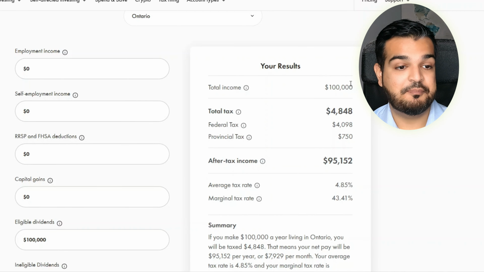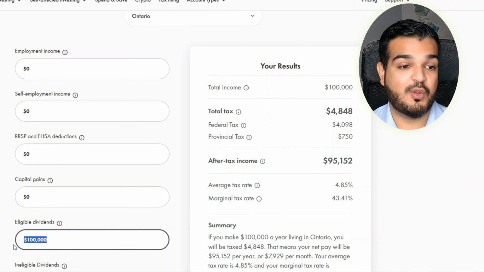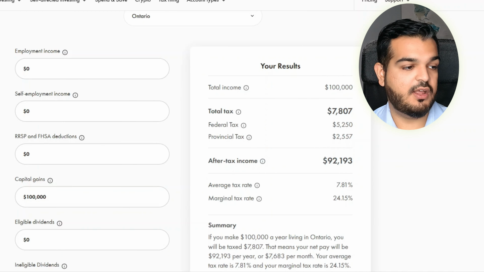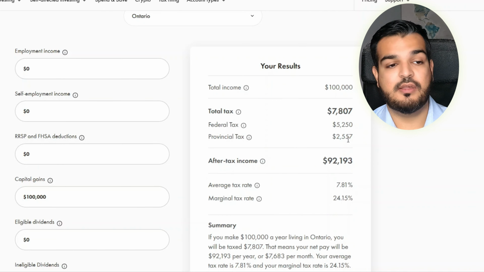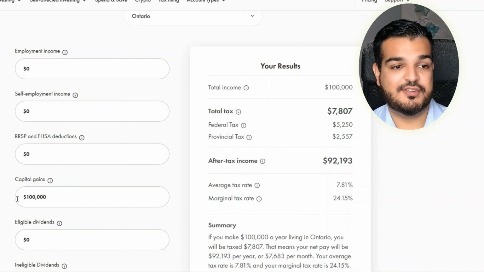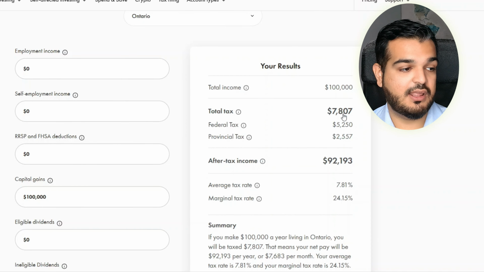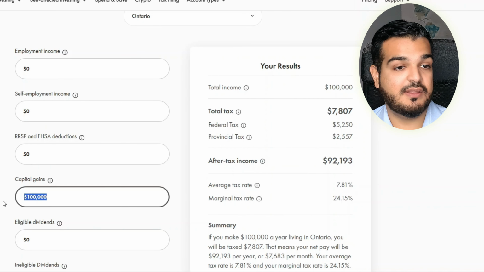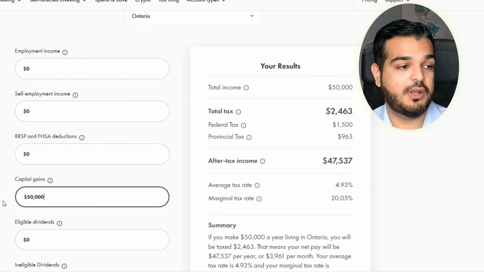So really, 95% of the income that you generate from eligible dividends goes into your pocket, versus only the $73,000 we saw before. Now, what happens instead of eligible dividends, you have that same $100,000 from capital gains? Look at that. You're paying less than $8,000 of taxes. So you can see that between capital gains and eligible dividends, you're paying much less tax than on employment income, even though you're making the same amount of income.